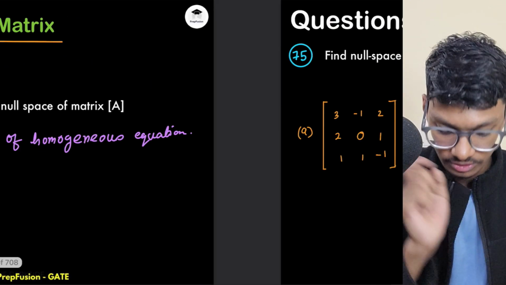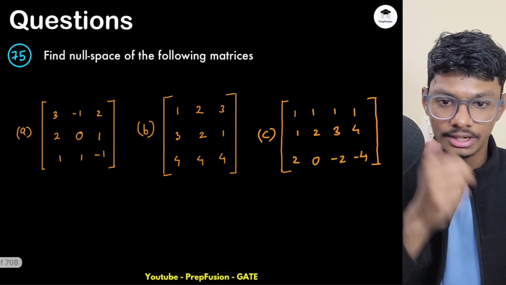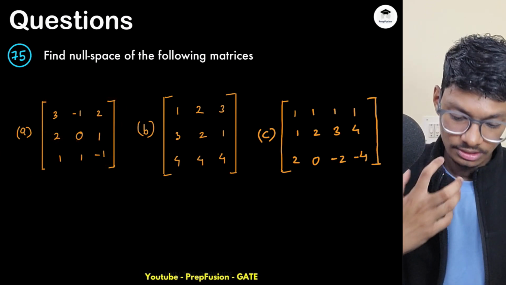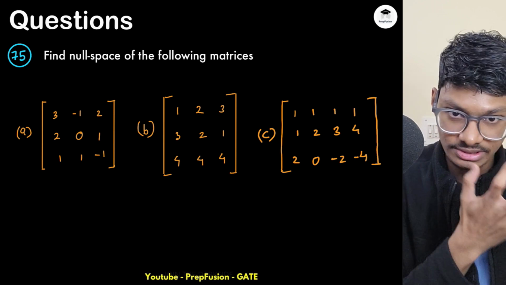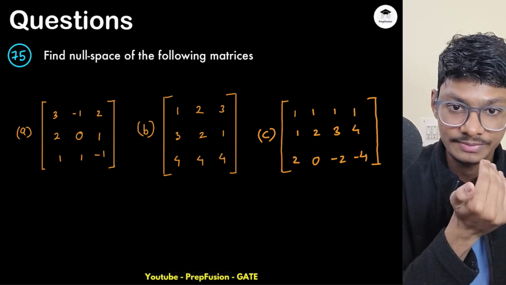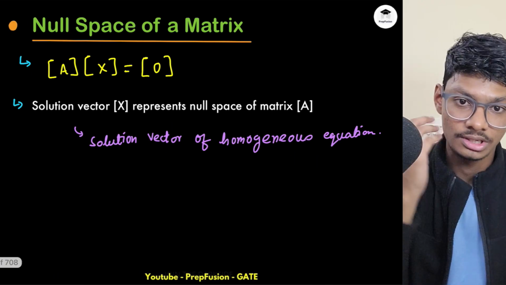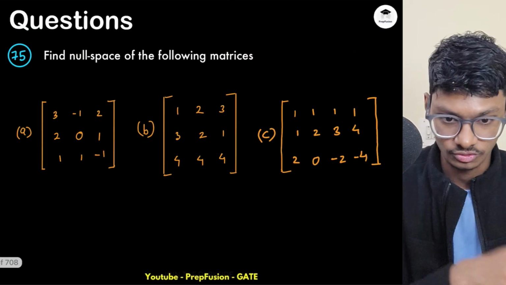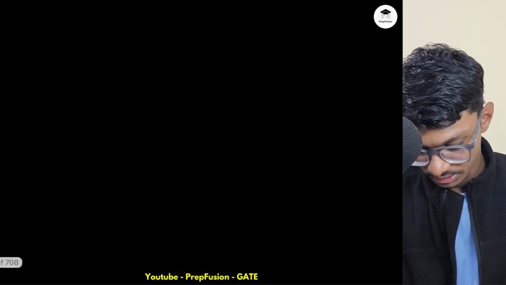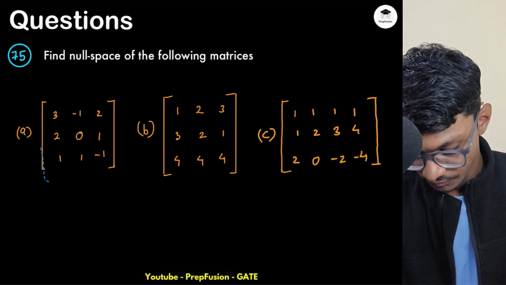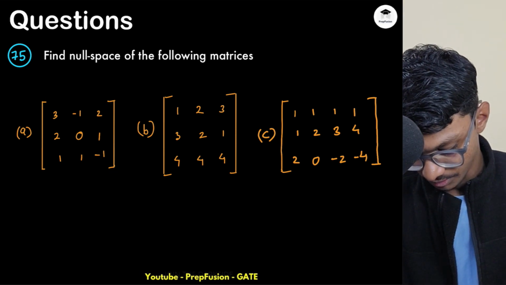So basically it is a solution vector, so this will be my A matrix and I will write this in the homogeneous format, and the solution will be the null space, and the dimension of the null space will be the nullity, or you can say the number of free variables. We'll understand what dimension means also, right? So yeah, let's solve each of these. So first I will copy this.